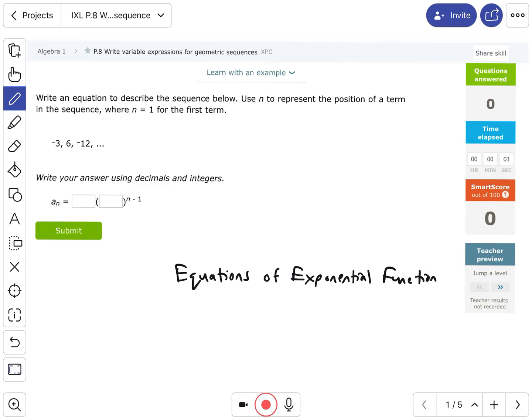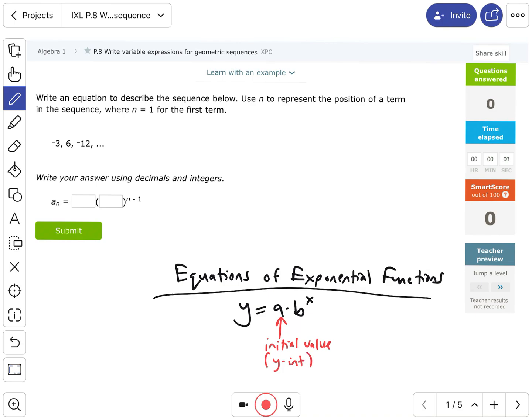So we talked about how exponential functions, you have y equals a times b to the x, where a is your initial value or your y-intercept, and b was the multiplier. So that exists for this too.